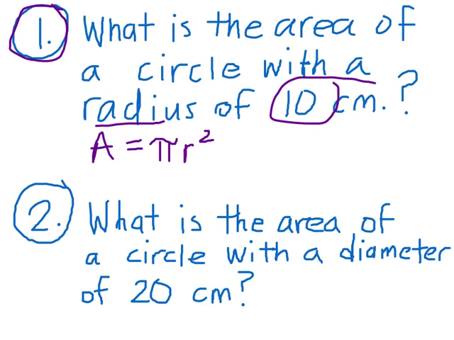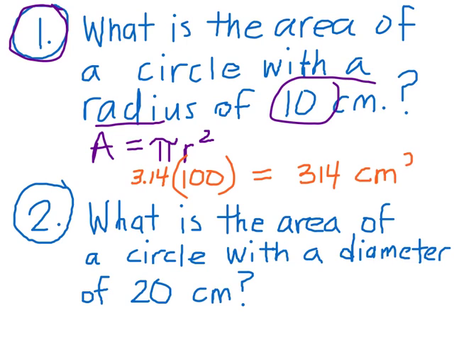So in your notes, you're writing 100, and then times pi. Use the approximate value of pi, which is 3.14. 3.14 times 100 is going to be 314. But don't stop there. Square centimeters for area, always. And you're done.